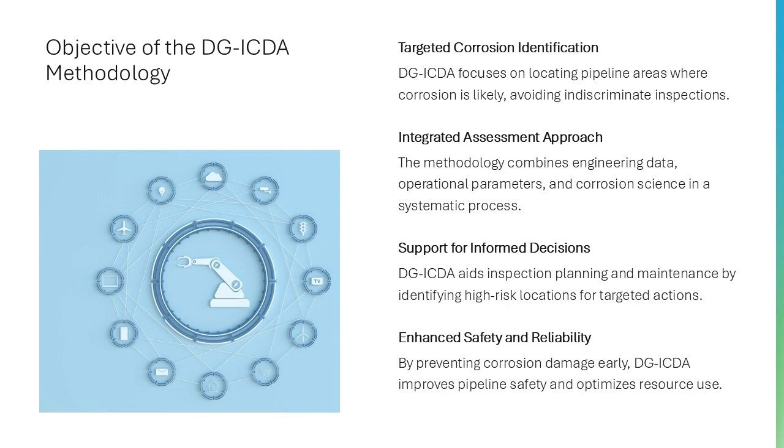Additionally, the methodology supports regulatory and industry expectations for proactive integrity management by providing documented justification for inspection intervals and locations. Ultimately, the objective of DG-ICDA is to enhance pipeline safety and reliability while optimizing the use of inspection and maintenance resources through a risk-informed, technically sound approach.